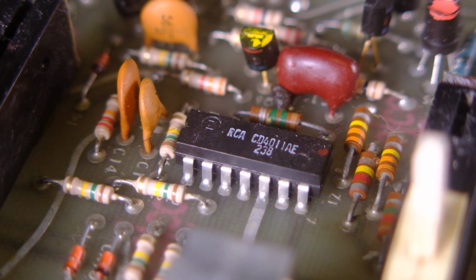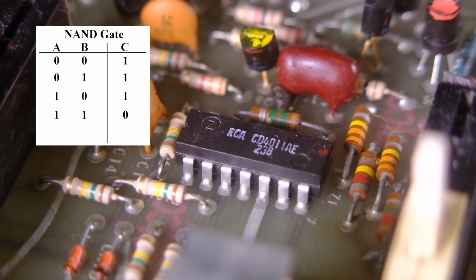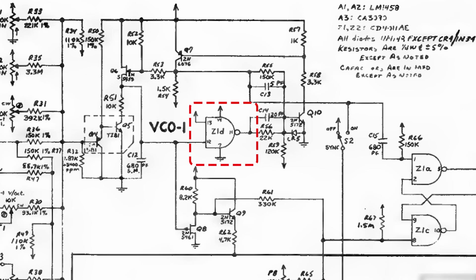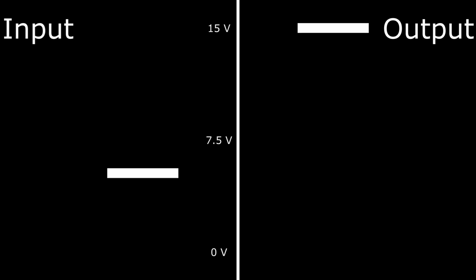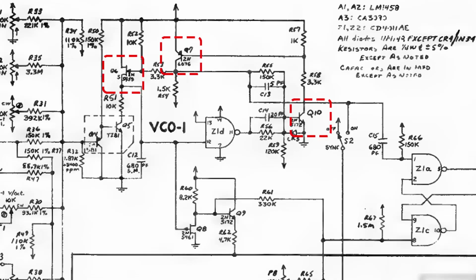Z1 is a CD4011, which is a quad NAND gate. Here labeled Z1D, one of the NAND gates is being used as a comparator. When the voltage across the integrating capacitor falls below 7.5 volts, the output of Z1D goes from 0 to 15 volts. This turns on Q10, Q7, and Q6, thus recharging the integrating capacitor back to 15 volts. This cycle continues over and over again at many hundreds or thousands of times per second depending on the pitch being played on the synth.